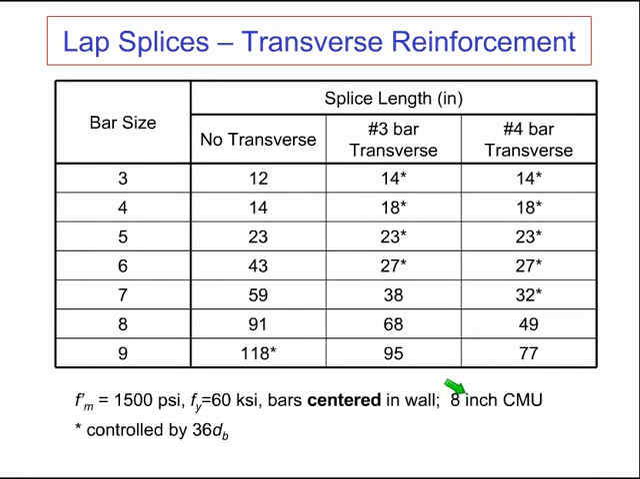So just another quick example. This is for 8-inch CMU with bars centered in the wall. The transverse reinforcement does not really help you with smaller bar sizes. In fact, if you go through the calculations, it gives you slightly larger values than the 36 dB, so you just use these values for your splice length. But as you can see, when you get number 6s and above, 7s, 8s, up in that range, if you're having to use these larger bar sizes, then the transverse reinforcement can decrease the amount of splice length that is needed.